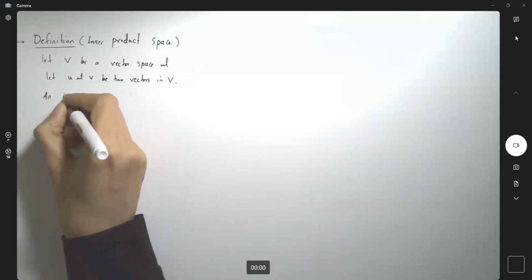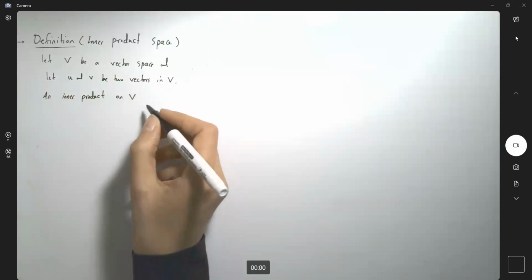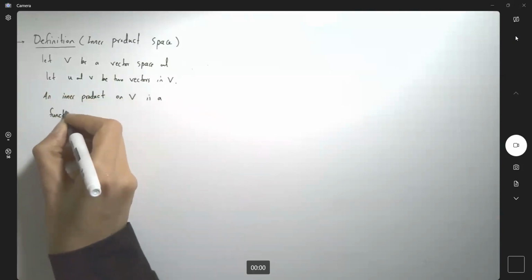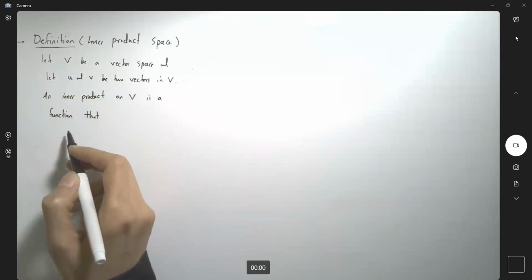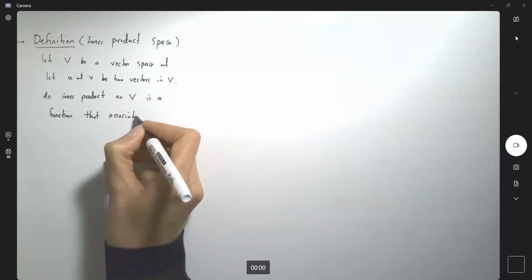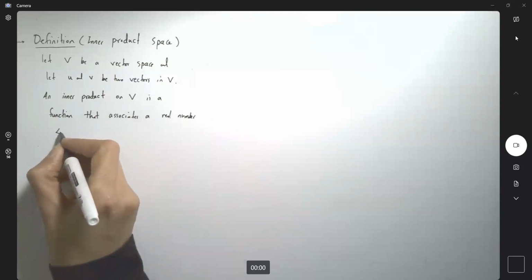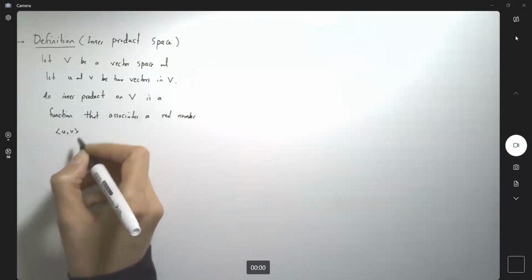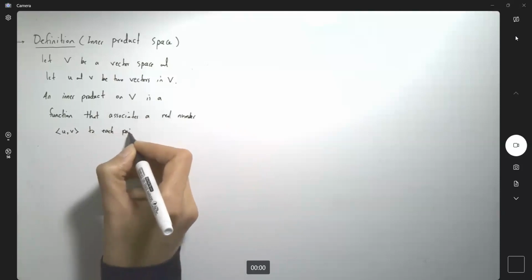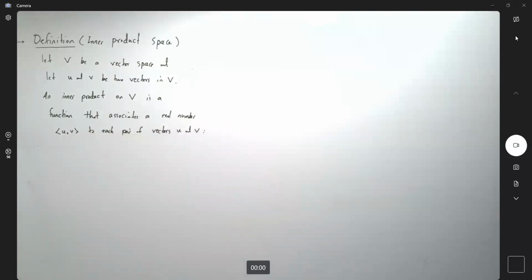We're going to define a function, an inner product on vector space V is a function. What does this function do? It takes these two vectors and it assigns a real value to it, that associates a real number, which we define as UV, to each pair of vectors U and V. It also satisfies the following axioms.